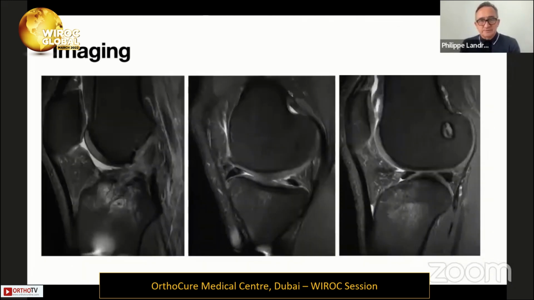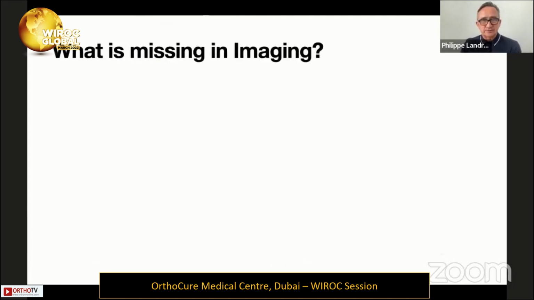The MRI, which was done immediately, of course, as usual, confirmed the deficiency of the ACL graft. If we cannot talk about tear, at least degradation of the ACL graft. Slight medial meniscus tear. Lateral meniscus intact. I think he had the lateral meniscus repair during the first surgery that I didn't do. So the question is, what is missing in this imaging?